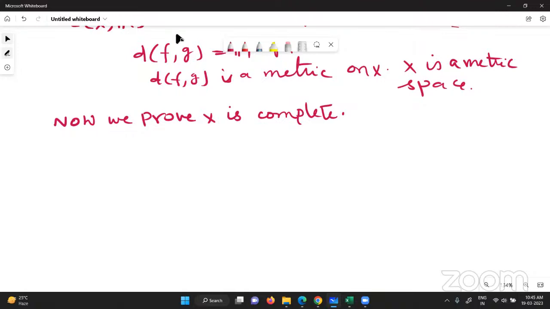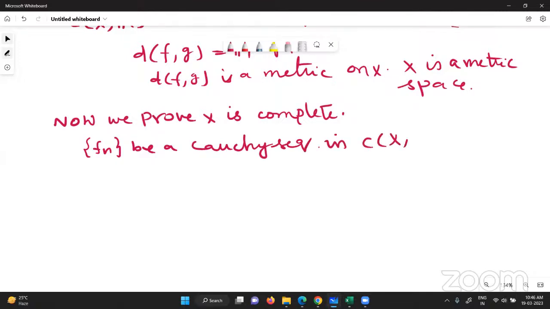When every Cauchy sequence is convergent. Very good. That every Cauchy sequence in X is convergent. For that, take one Cauchy sequence. Let Fn be a Cauchy sequence in C(X,R). Then we prove that the Cauchy sequence is convergent.